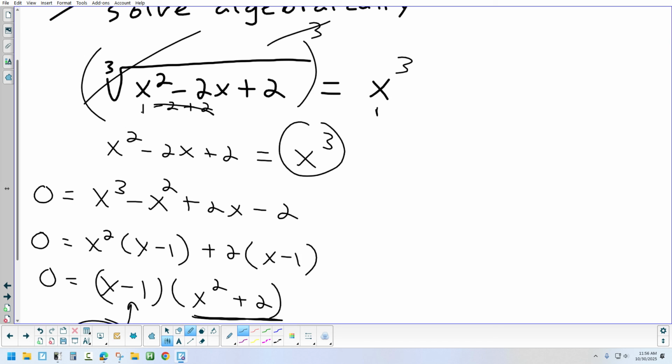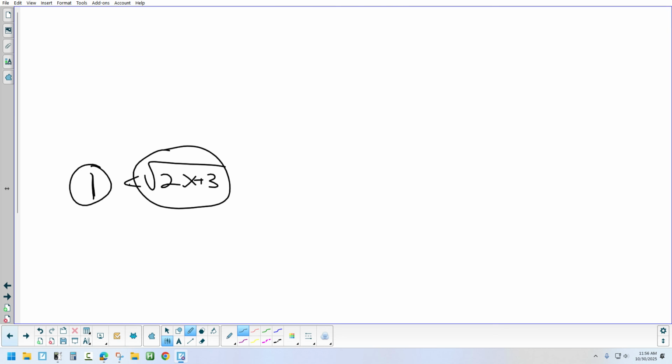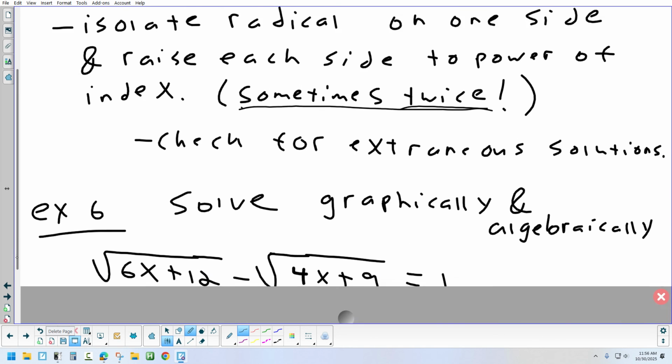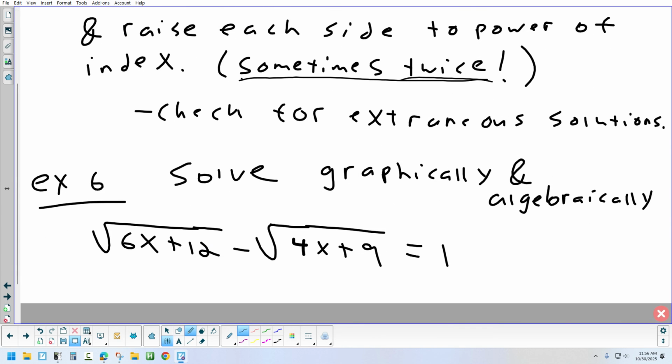Okay, so that's an example where you just have to raise each side to a power once. Now we're going to finish with one that you have to raise each side to a power twice. But I told you if you have one that you have to do twice, it's not going to be any more than square roots, because that gets pretty bad if it's not.